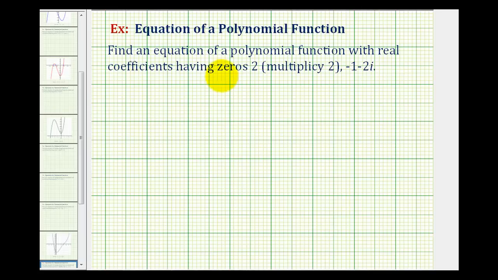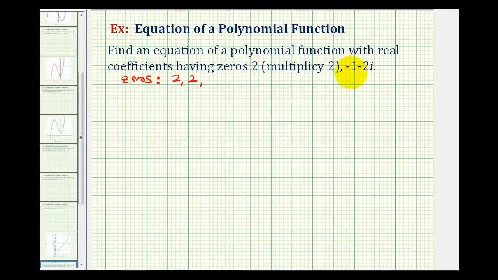We want to find an equation of a polynomial function with real coefficients having zeros 2 with multiplicity 2 and negative 1 minus 2i. So there are a couple things we need to be aware of here. First, if the zero of 2 has a multiplicity of 2, that means it's a double zero. So if we were going to list the zeros, we could list 2 twice.